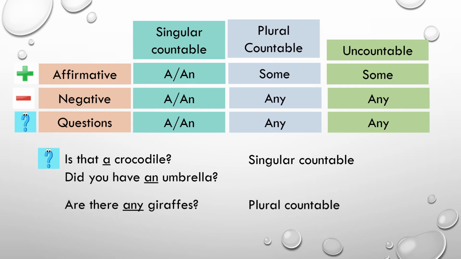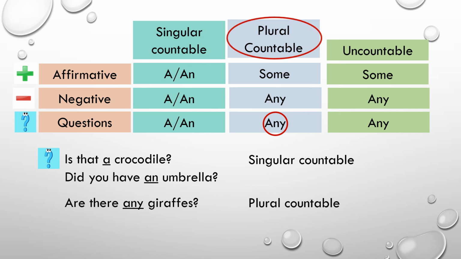Are there any giraffes? We use any because the word giraffes is a plural countable noun. Ada tak mana-mana zirafah? Kita gunakan any sebab giraffes ialah plural, banyak. Countable noun, giraffes ni boleh dibilang. Kemudian cuba perhatikan di depan permulaan ayat ada perkataan are. Are ni ialah verb bagi plural giraffes.